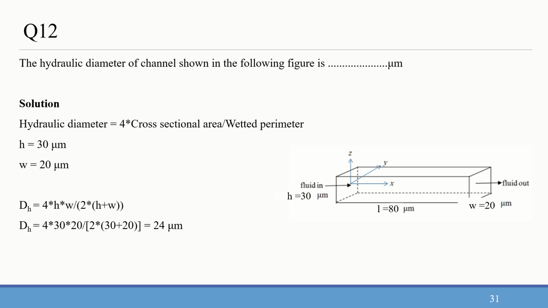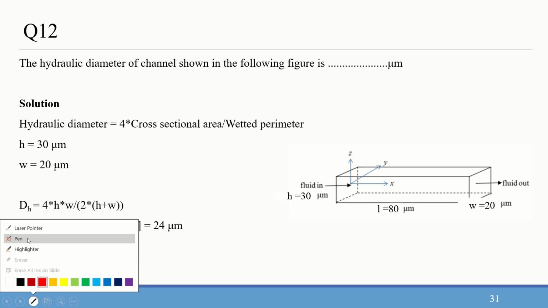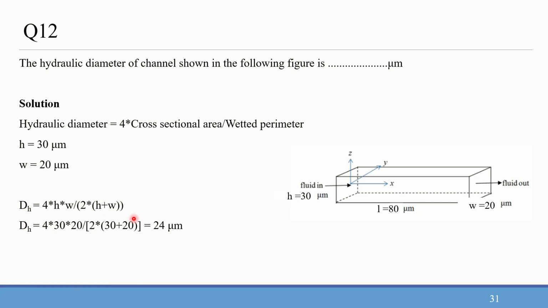4 into A, where h is 30 and w is 20, divided by 2 times 30 plus 20. So that gives us the wetted perimeter. I mean, this is the wetted perimeter, and this is the cross sectional area into 4. So 4 into 30 into 20 divided by 2 times 50. So that gives us 24 micrometer.